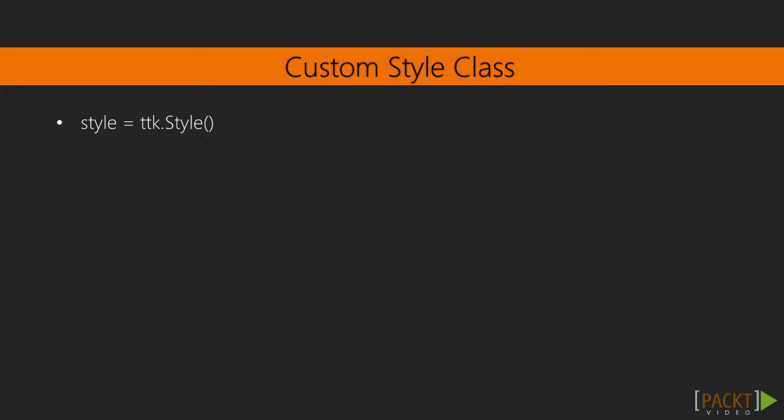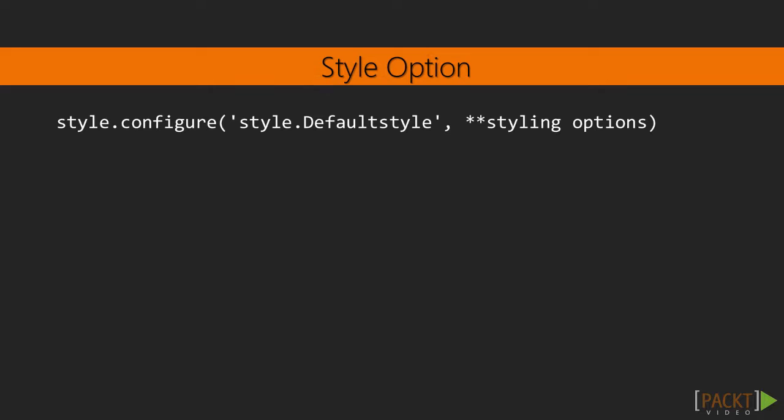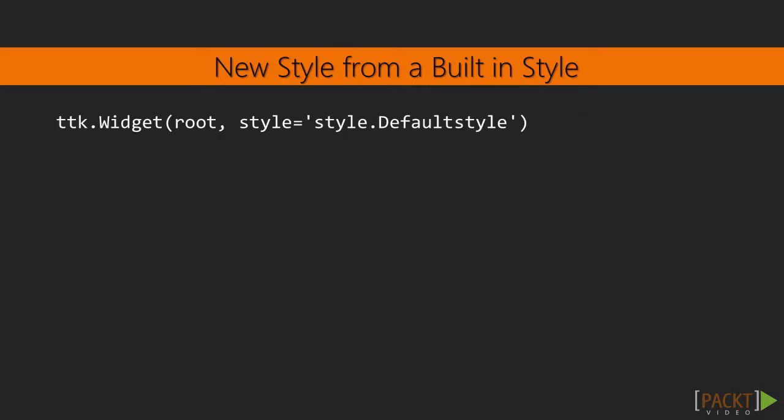To configure the style options for a default style, you use the command. To create a new style from the built-in styles, define a style name of the form newName.oldName. For instance, to create an entry widget to hold a date, you can call it Date.TEntry. To use the new style on a widget, you use the command.